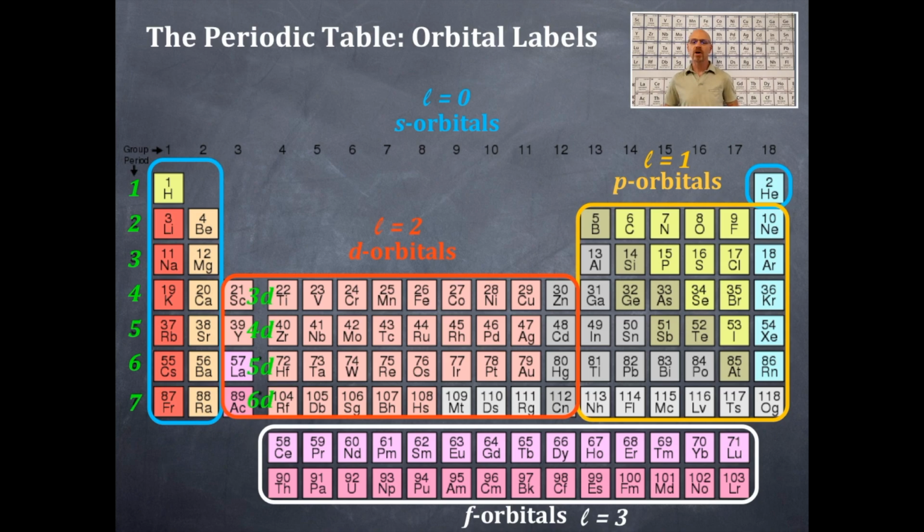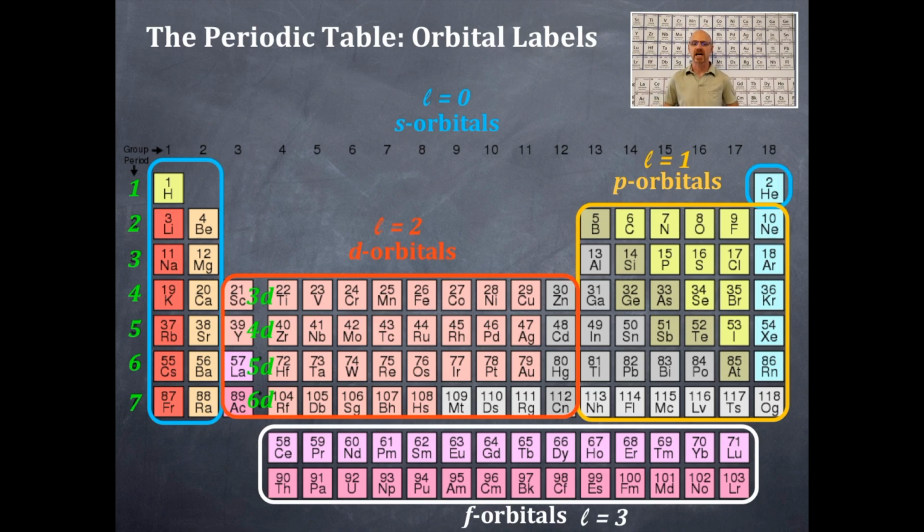Notice that the Ds are one less than the period number. So the first D is a 3D and not a 4D. The second D is a 4D, then a 5D, then a 6D. Notice that there's not a 7D on our periodic table. Okay? So the S and P go with the period. The Ds are one less than the period.